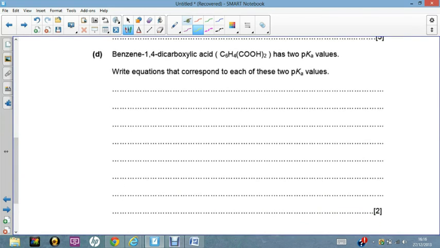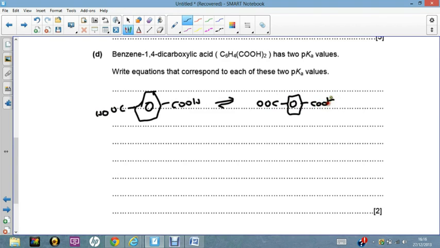Part D. This was your stretch and challenge part of the paper, because obviously you're not yet familiar with benzene. Okay, benzene dicarboxylic acid looks like this. 2 pKa values, so they're going to correspond to the 2 acidic hydrogens that it can lose. So it's lost one there. And in the second stage, it's going to lose the second acidic hydrogen.